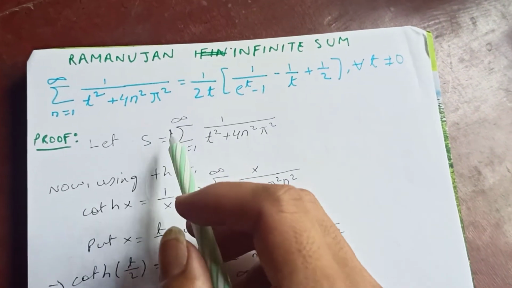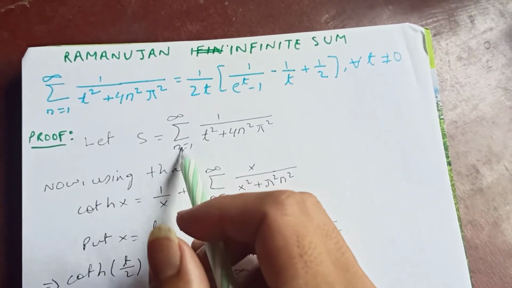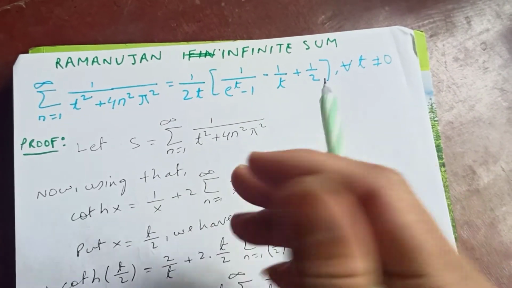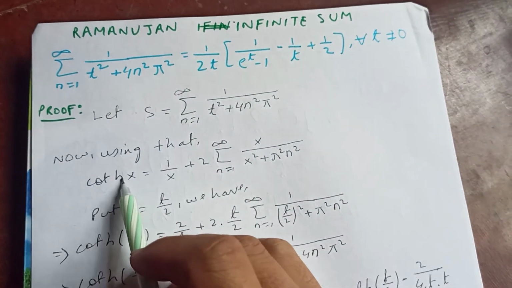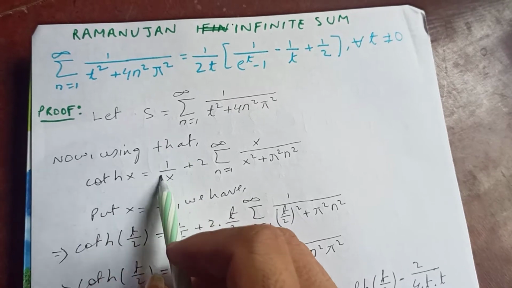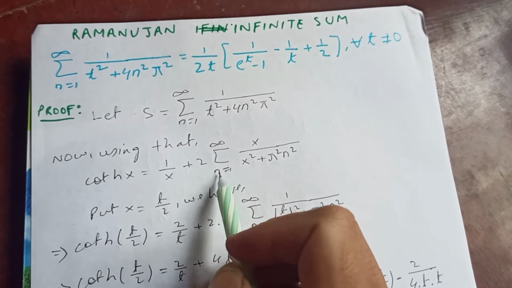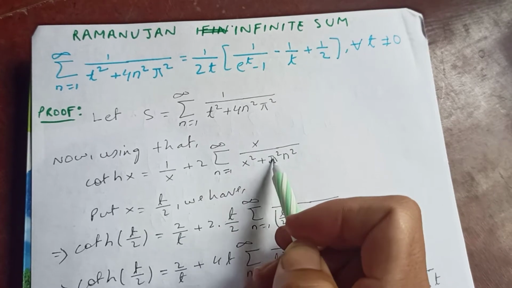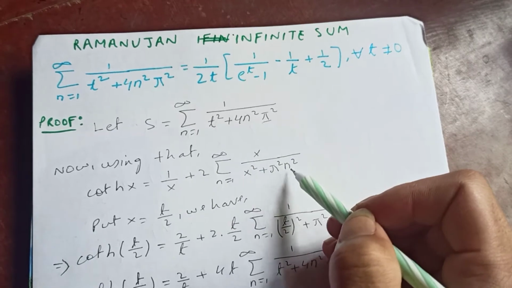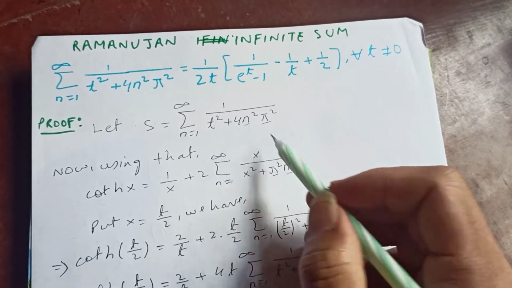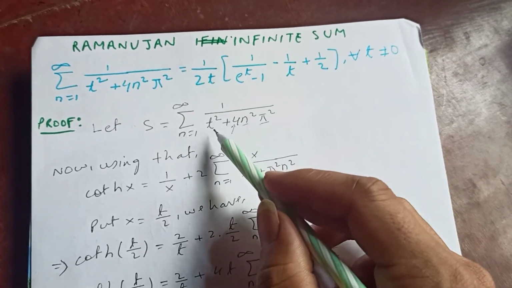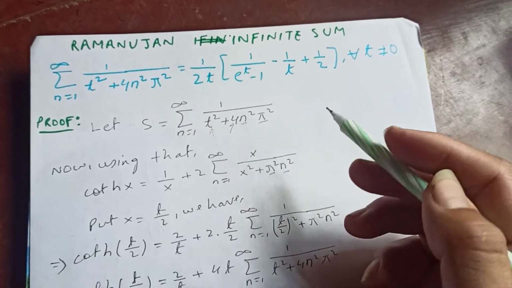Now let S be this sum from n equals 1 to infinity of 1 upon t squared plus 4n squared pi squared. So let's see, using the partial fraction expansion of coth x, which is 1 over x plus 2 times the sum from n equals 1 to infinity of x upon x squared plus pi squared n squared. Here pi squared is already here, n squared is already here, and what we need is only 4, right? And this x is t, we need t, right?